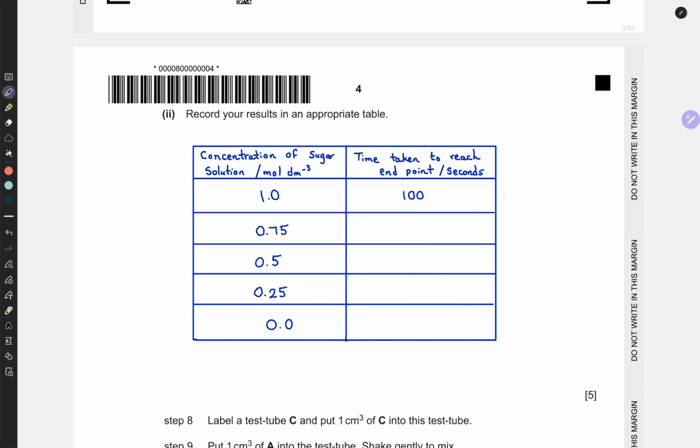The stopwatch will give you 1 minute and 40 seconds. But you can't write that. You have to convert it into seconds. 1 minute is 60 seconds plus 40, which is 100. Then the trend will be increasing time. So for example, 300.